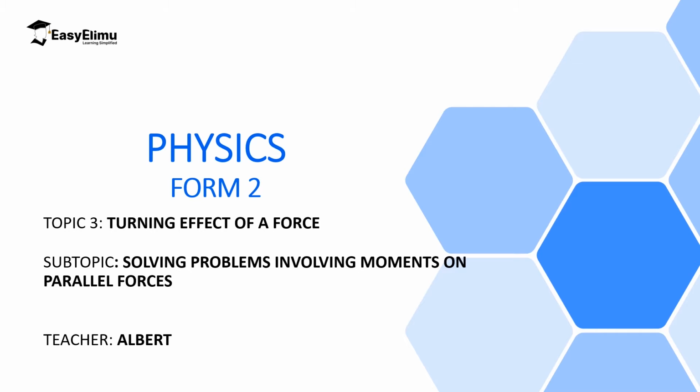In the previous lesson, we discussed parallel forces and we said the algebraic sum of parallel forces is 0. That means the sum of forces acting on one side of a body which is in a state of balance is equal to the sum of the forces acting on the other side. So in this lesson, we are going to discuss how to solve different problems involving parallel forces.